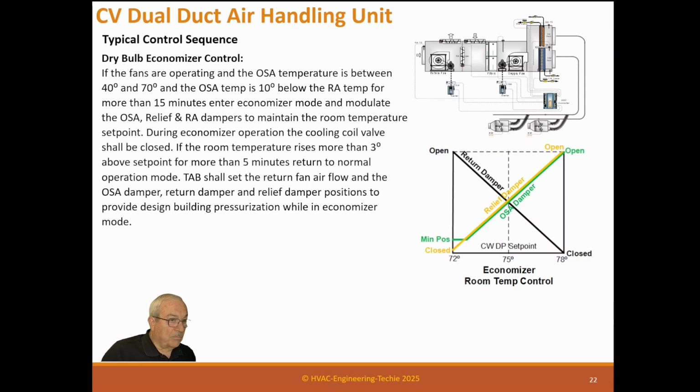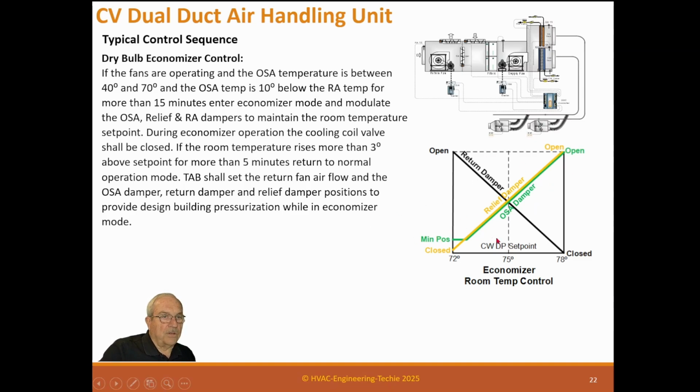Dry bulb economizer. Going back to a dry bulb economizer on this one. If the fans are operating, the outside air temperature is between 40 and 70 degrees, and the outside air temperature is 10 degrees below the return air temperature for more than 15 minutes, go into air economizer mode and modulate the outside air, relief, and return air dampers to maintain the room temperature set point. During economizer operation, the cooling coil valve should be closed. If the room temperature rises more than 3 degrees above set point for more than 5 minutes, return to normal operating mode. TAB shall set the return fan airflow and the outside air damper, return damper, and relief damper position to provide design building pressurization while in economizer mode.